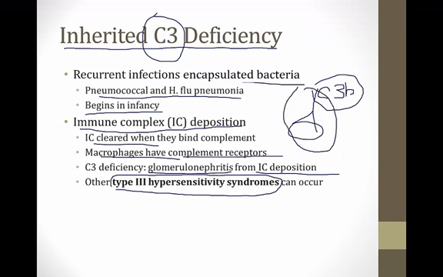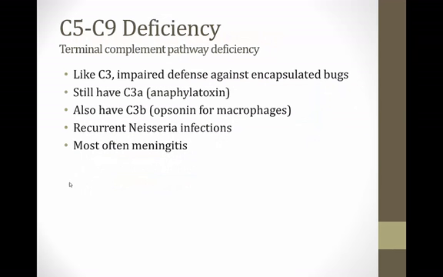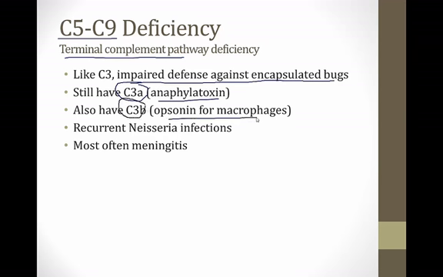Another rare set of disorders are those that involve the terminal complement pathway. So this involves deficiency in C5 through C9. So just like the children who are deficient in C3, these children have impaired defense against encapsulated bugs. However, they do still have C3a, which is an anaphylatoxin, and they also have C3b, which is an opsonin for macrophages. So they're not quite as bad off as the children who are C3 deficient. What children with a terminal complement pathway deficiency develop are recurrent Neisseria infections. For reasons that aren't completely understood, Neisseria seems to be the worst offender in people who have this type of deficiency.